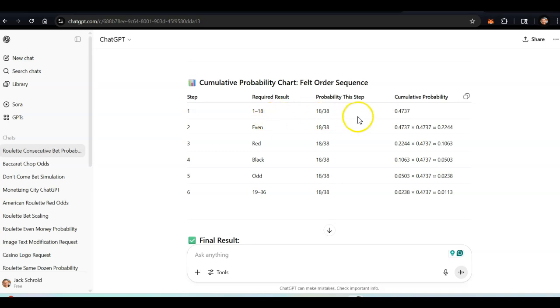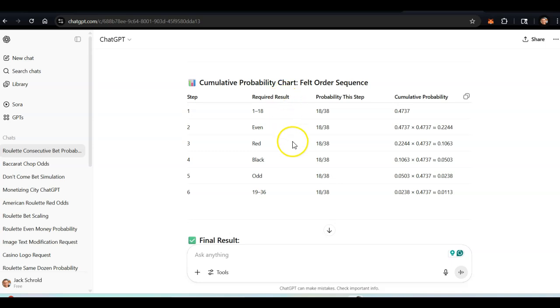So we know there's no order, there's no sequence. So what is the chance of the first time we put a bet down? What's the chance? Well, we already saw that it's the same. It's 0.4737. But now it has to hit even on the very next one. So here's the probability, right? Now it's 0.2244.